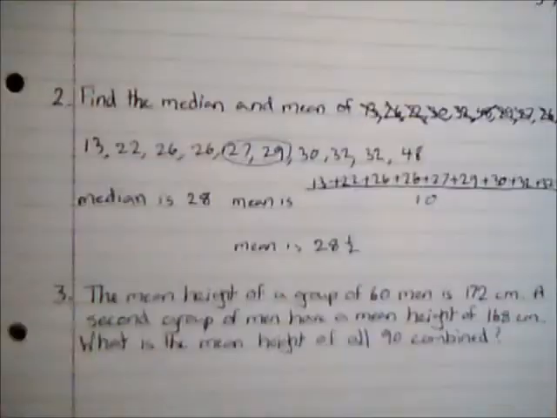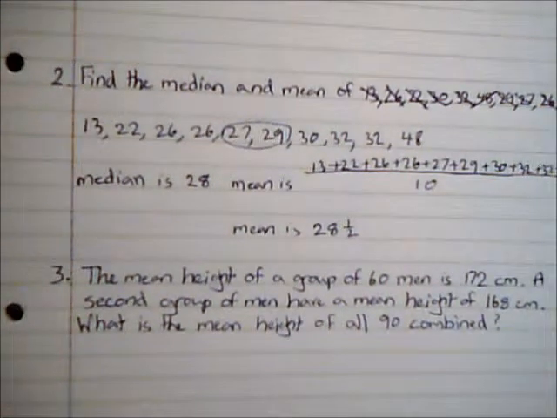So final question we're going to look at here. It says the mean height of a group of 60 men is 172 centimetres. A second group of men have a mean height of 168 centimetres. What is the mean height of all 90 combined?